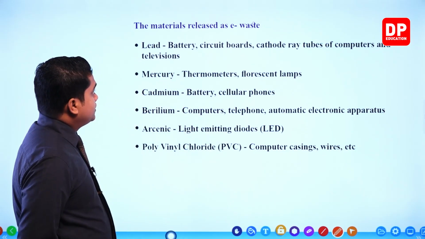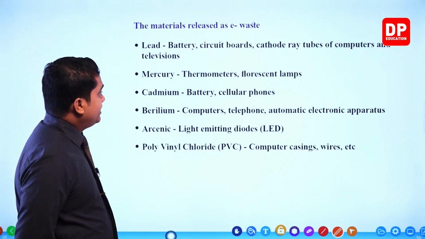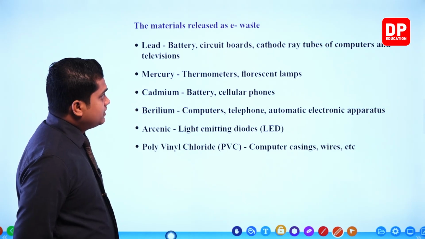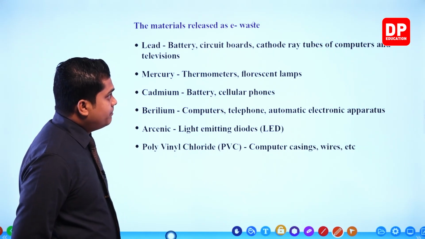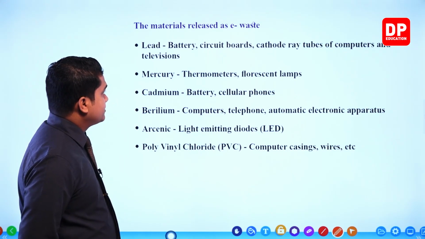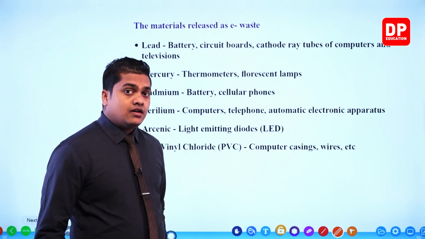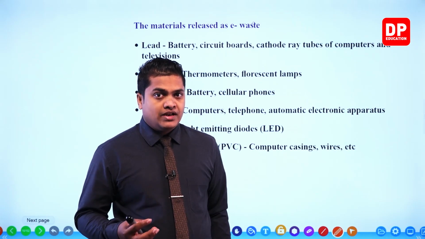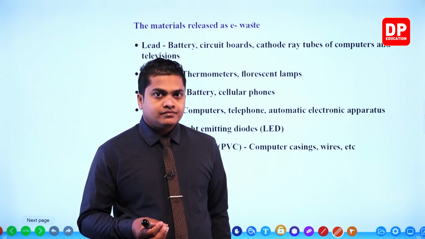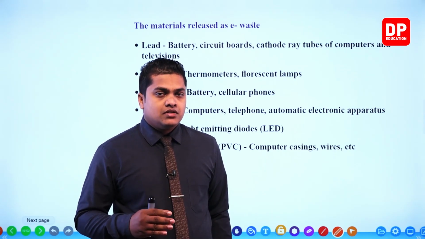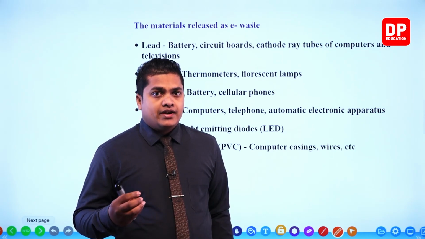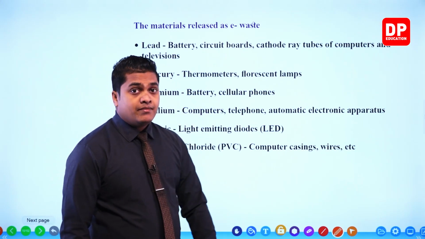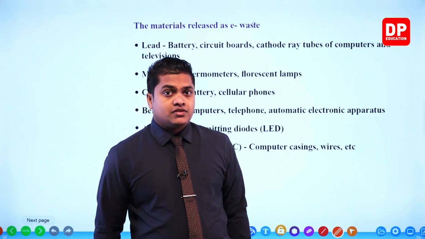Lead. Lead is being released to the environment by batteries, circuit boards, and cathode ray tubes of computers and televisions. You know that in batteries like lead acid accumulators, we use lead. Lead is a heavy metal. So, my dear children, lead can be added to the environment by these batteries. Then, my dear children, in circuit boards.